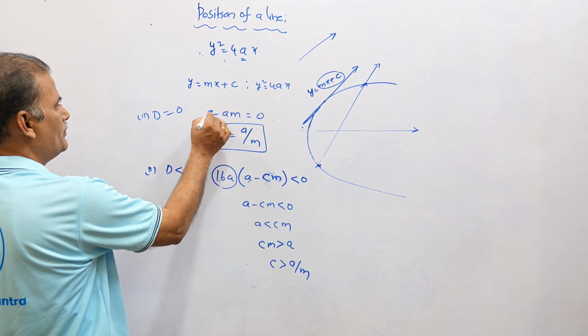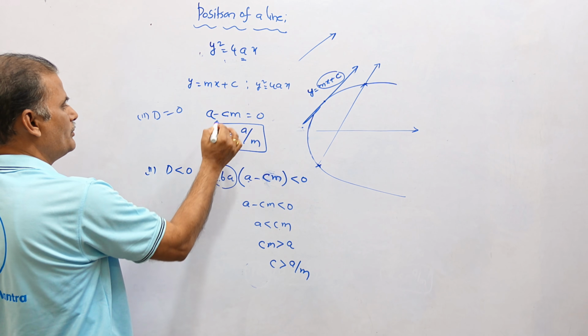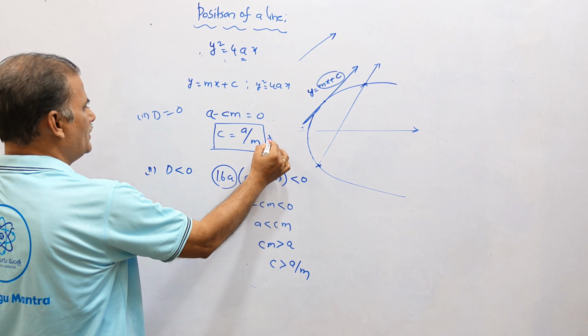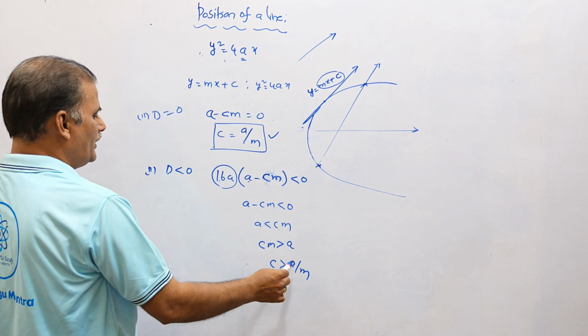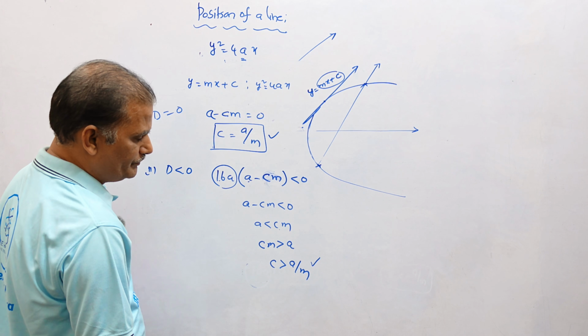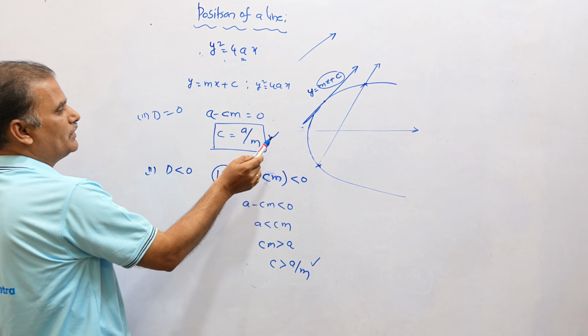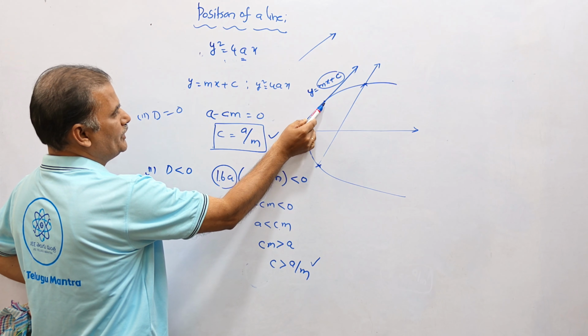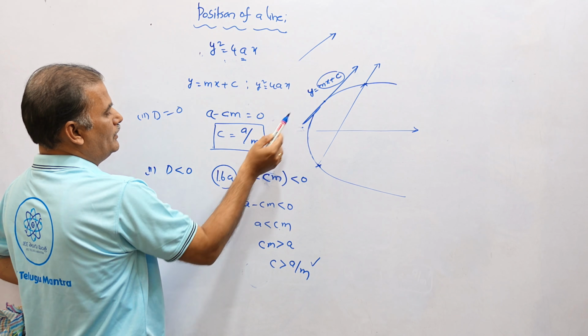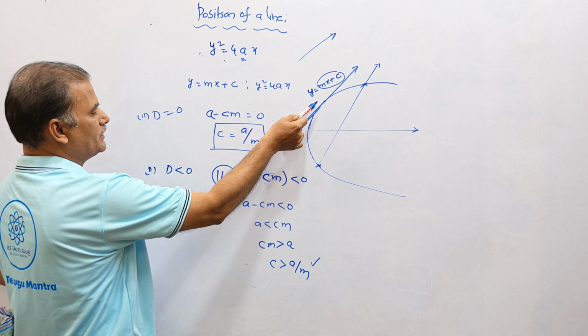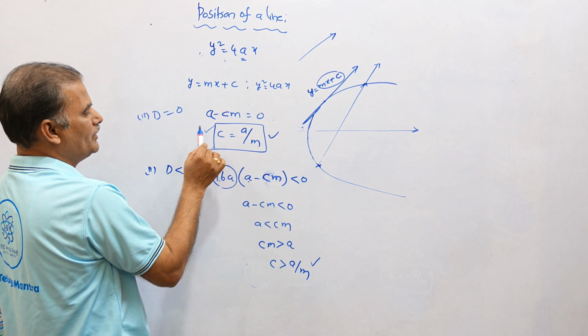Here also a minus cm, c is equal to a by m. And the third case, c greater than a by m. These three conditions are very important, because if y is equal to mx plus c touches the parabola, then it should be a tangent. Then the c value is equal to a by m.